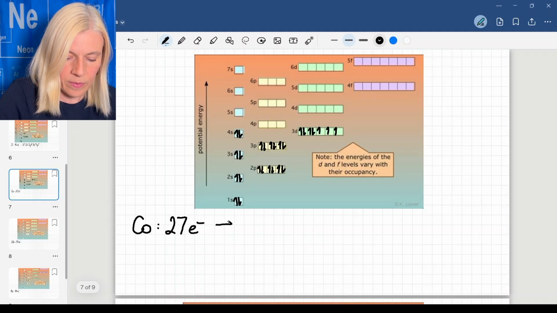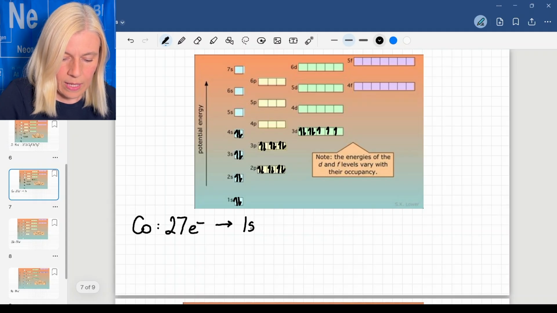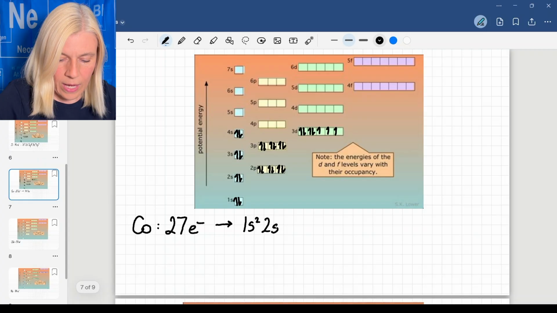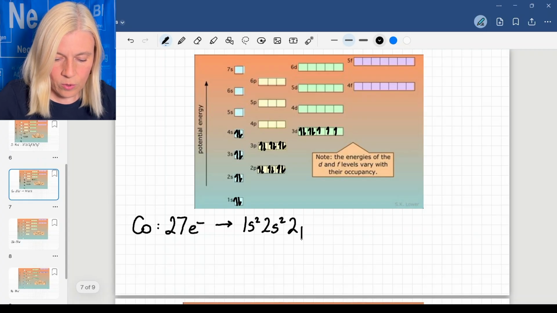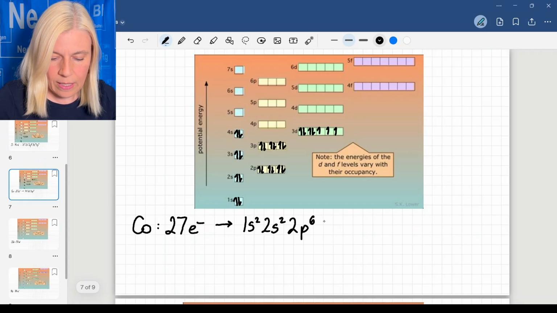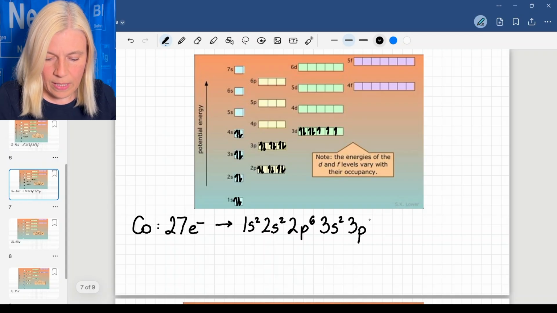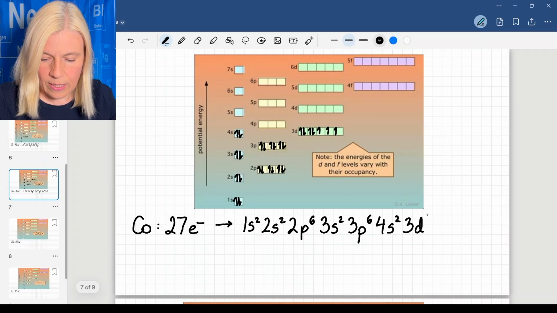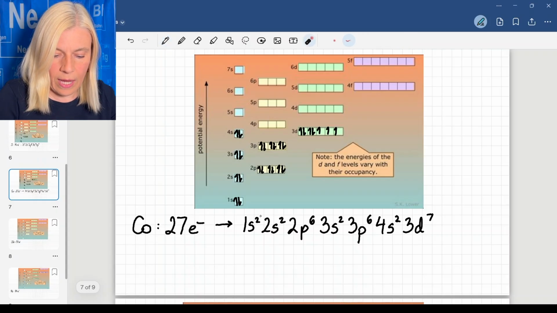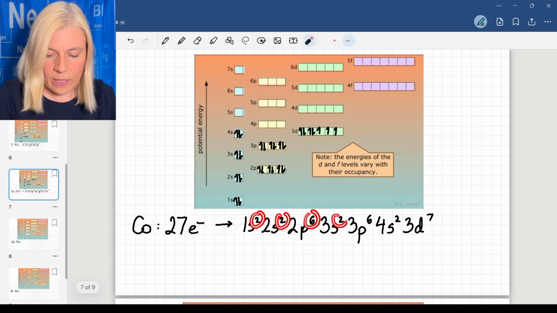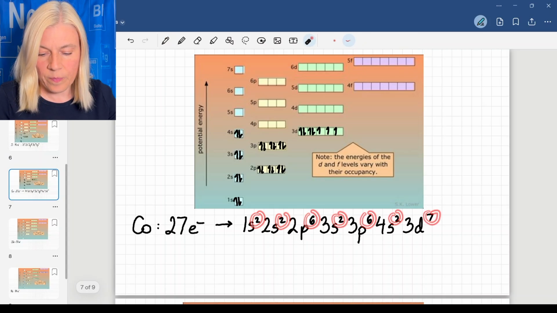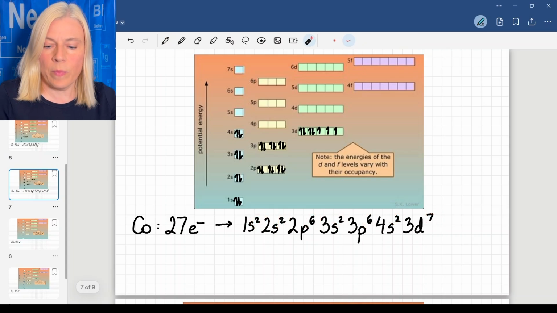Well, I went through 1s2, 2s2, 2p6, 3s2, 3p6, 4s2, and then 3d7. And if I add up all the numbers here on top, it should be 27, and it is. So some of you might have questions.